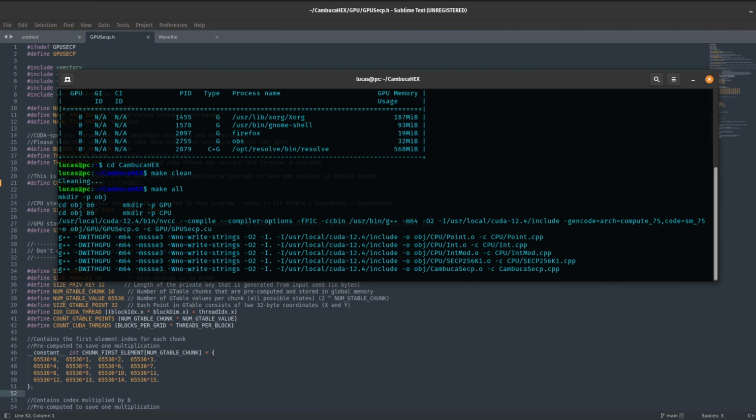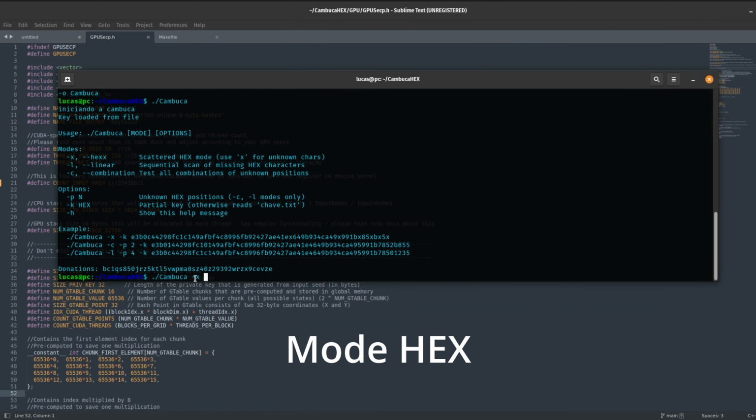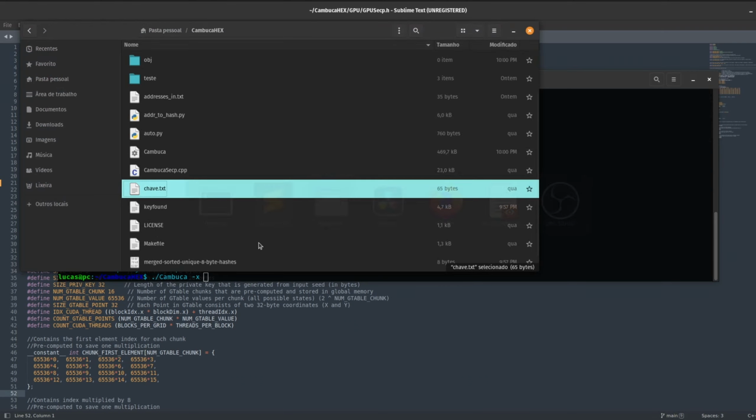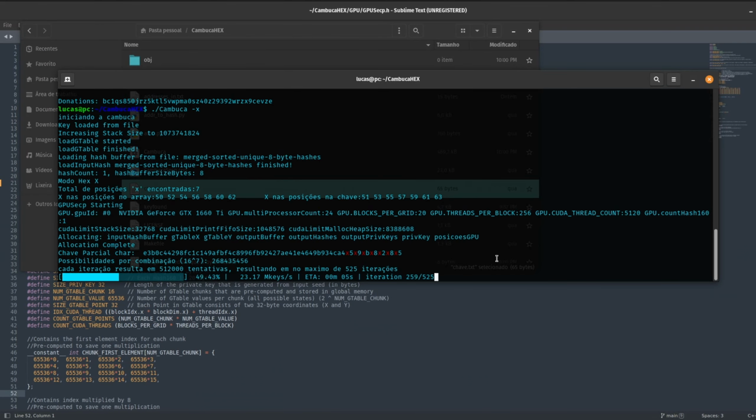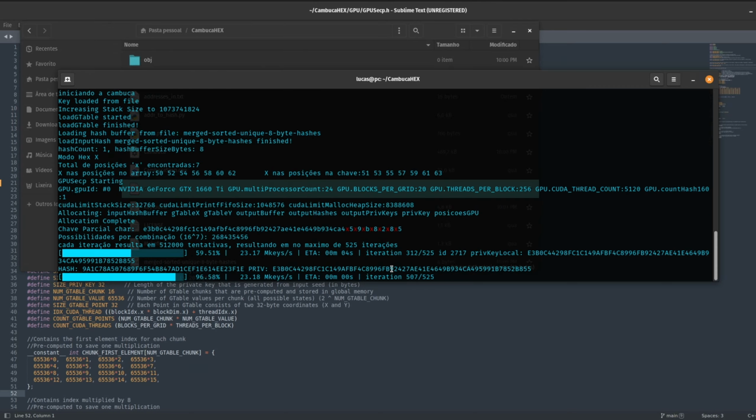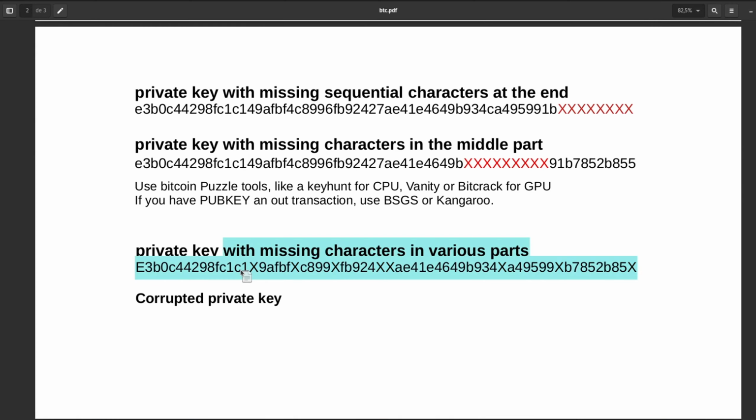I'll first run the X mode, which is designed to substitute any missing or corrupted characters with the letter X. Because I haven't explicitly set the -k parameter, the system will automatically retrieve the necessary key from the key.txt file. Here we have our private key. I'm going to show you that now, using the -k parameter.